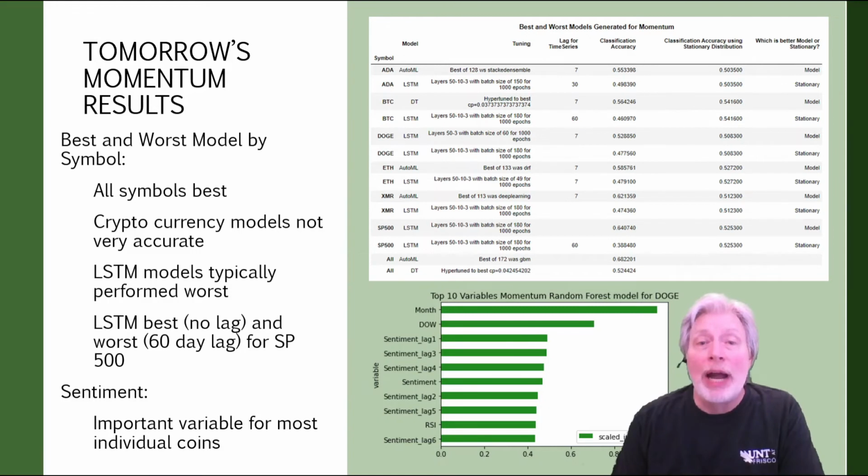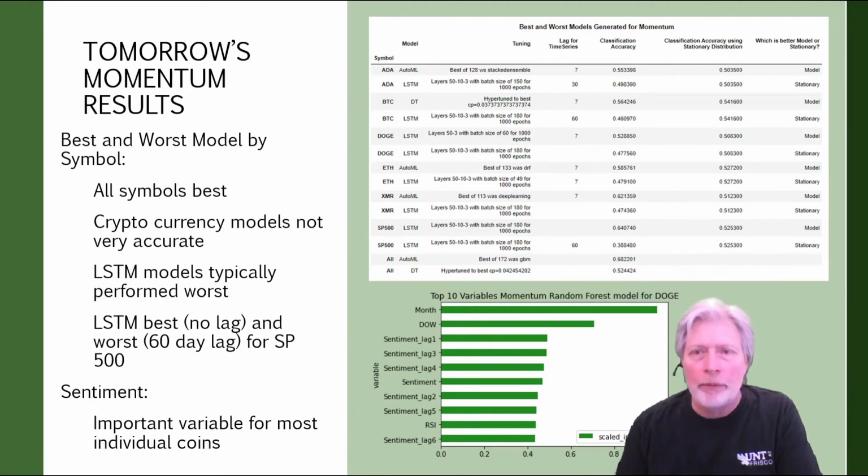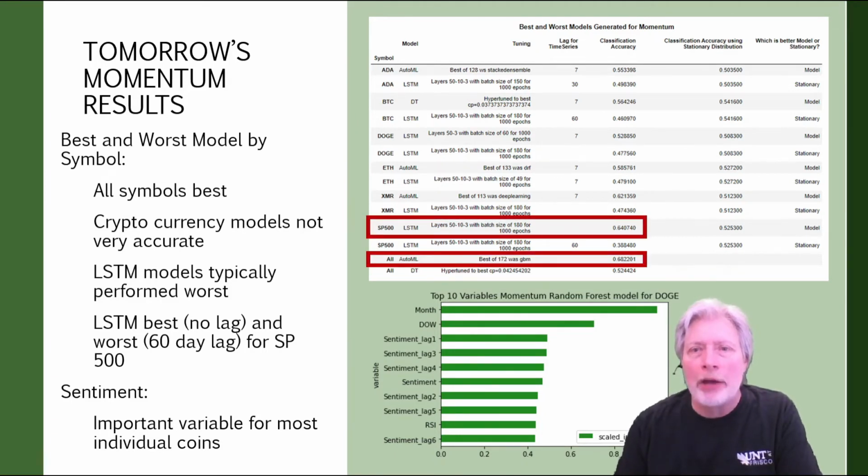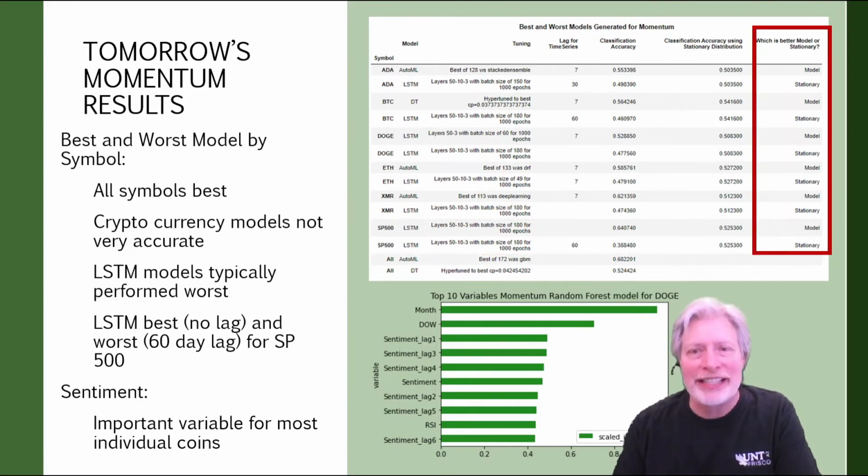The table to the right reflects the best and worst model for each symbol. In looking at the table, we again see that the models containing all symbols of the S&P 500 had a higher accuracy than single currencies. Generally, currency models were not overly accurate, although the best models for each symbol consistently beat the stationary distributions, or long-term behavior, calculated with the Markov chains.